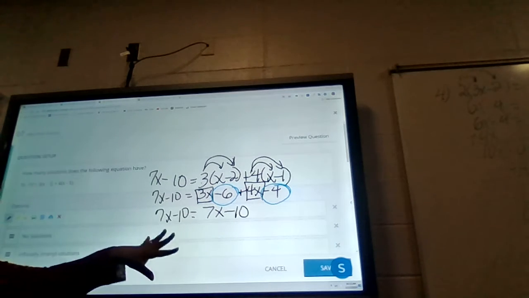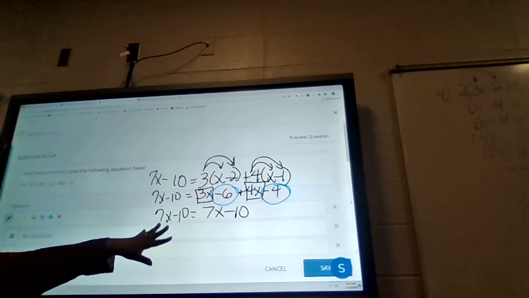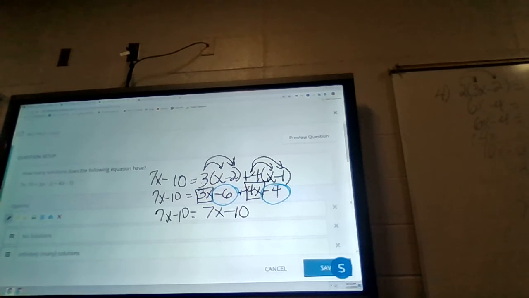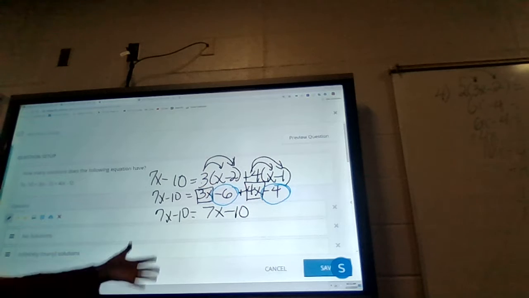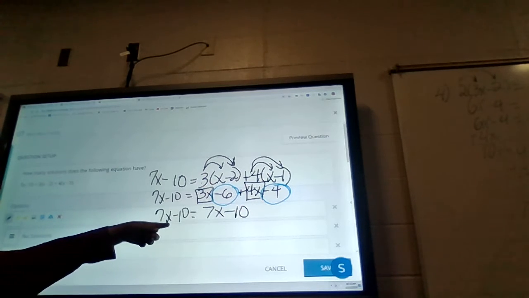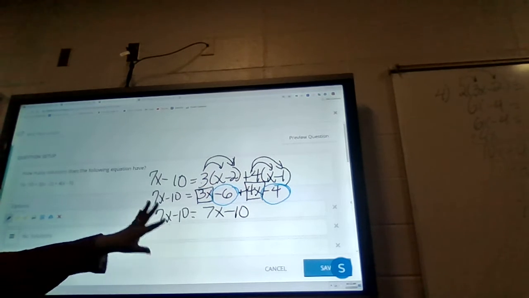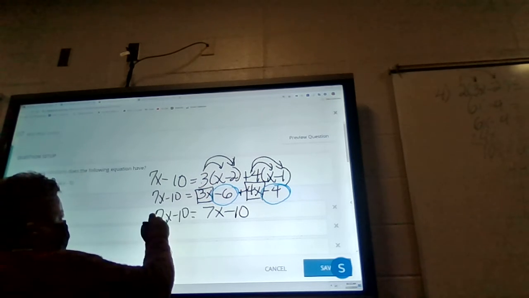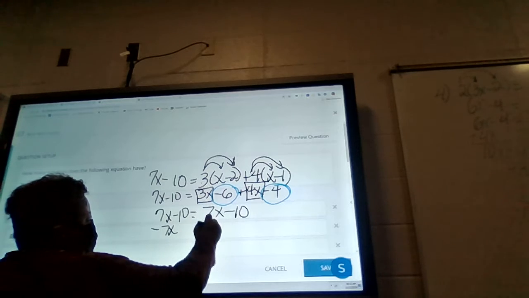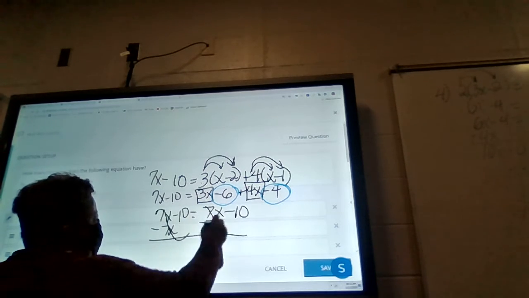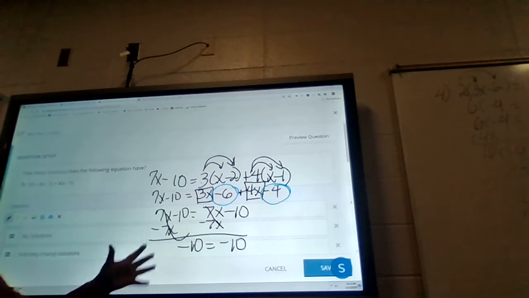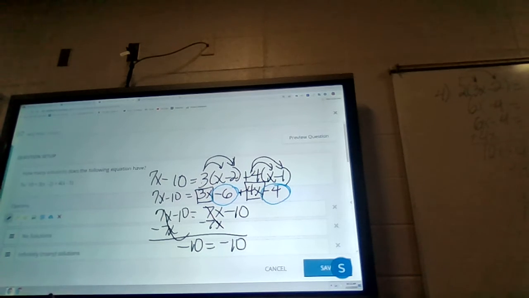So we can really stop right there because both sides of the equation are the same. Unless I said show all your work and turn that in, you can stop right there because you can tell that that's infinitely many solutions because both sides of the equation are exactly the same. Let's go ahead and finish it up just for the sake of doing something. Minus 10 equals minus 10. So when we get that, we know that we have infinitely many solutions.